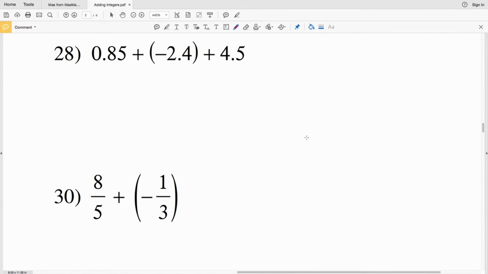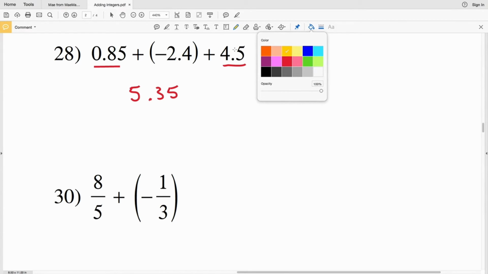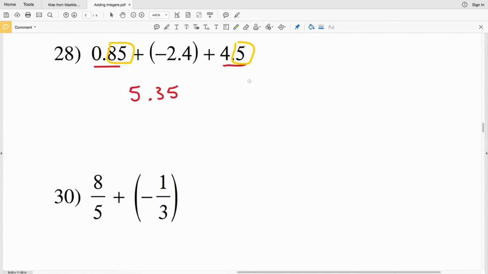Here we're going to end on 28. So I'm going to start by combining the positive numbers. So 4.5 plus a 0.85 is going to leave me with a 5.35. So what I did mentally was I added the decimal places together first to get 1.35, and then I added that back to the whole numbers, which were 0 and 4, so really just 4.